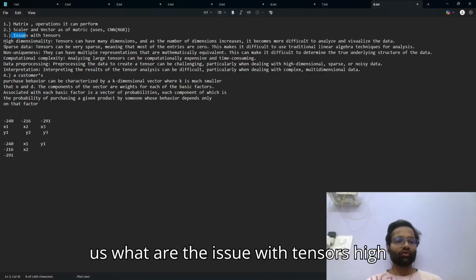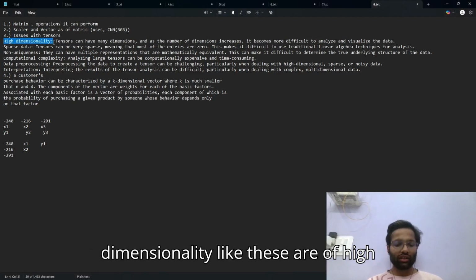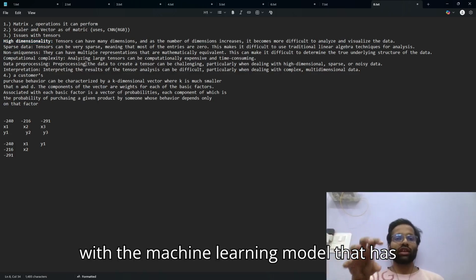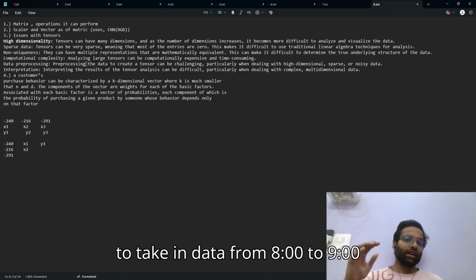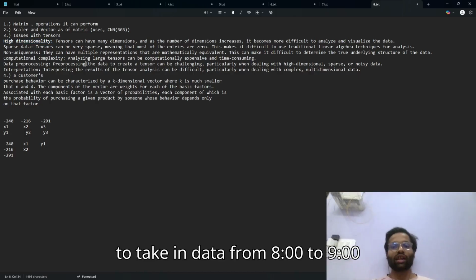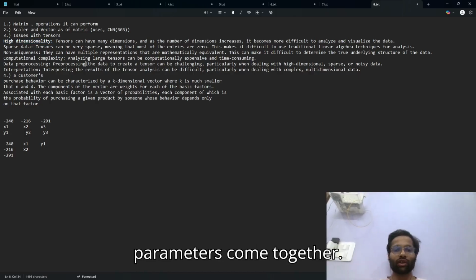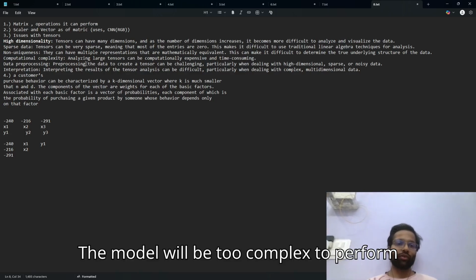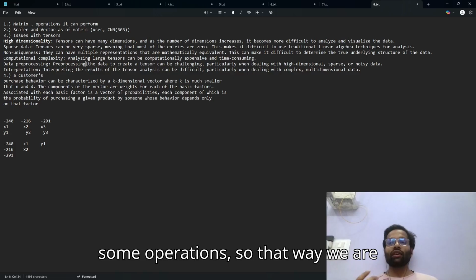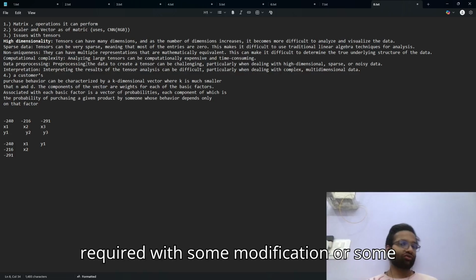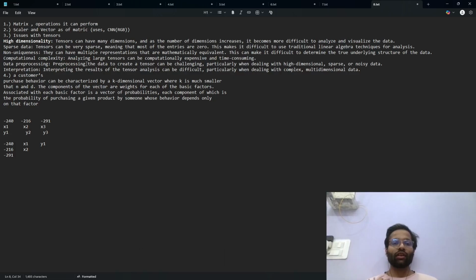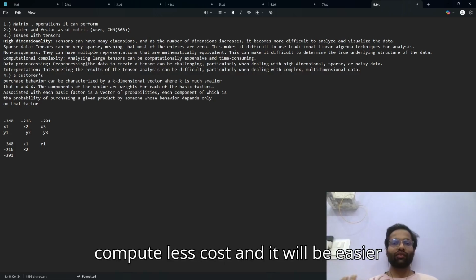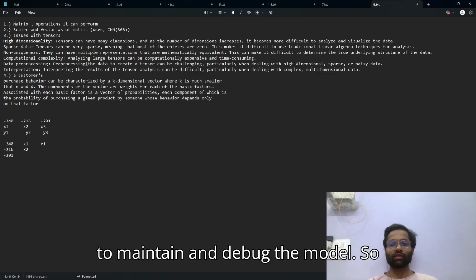The issue with tensors: what are the issues with tensors? High dimensionality. These are of high dimensions. Suppose you are dealing with a machine learning model that has to take in data from 8 or 9 parameters. When all those parameters come together, the model will be too complex to perform some operations. So we require some modification or reduction in the data so that our operations become easy, our models compute at less cost, and it is easier to maintain and debug the model.